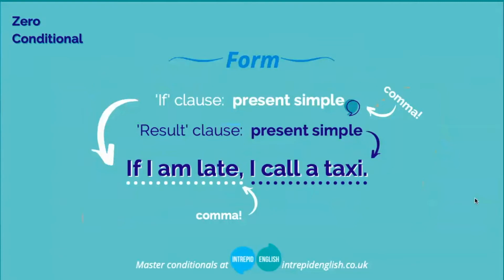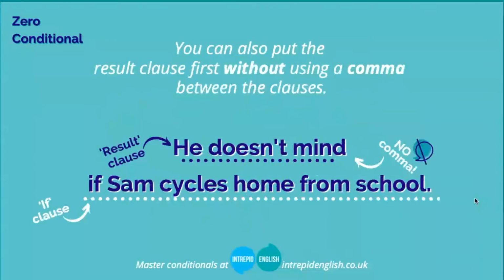For example, if I am late, I call a taxi. You can see there's a comma there because if we put the if clause first, we need a comma separating the clauses. You can also put the result clause first. So you just switch the clauses around. And if you put the result clause first, you don't need a comma. So here's another example sentence for you with the result clause first. He doesn't mind if Sam cycles home from school. There's no comma there. Okay, so that's an example of a negative of the zero conditional.